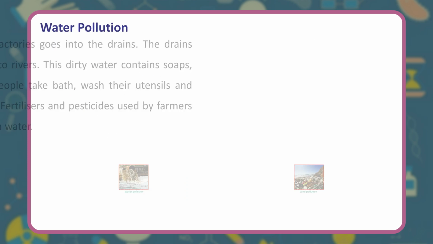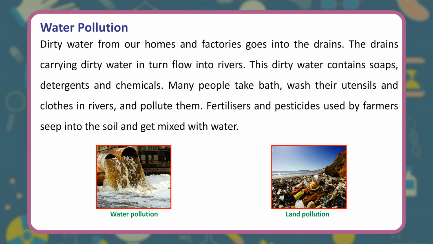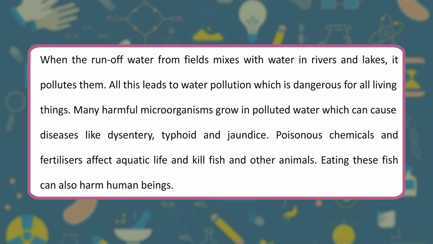Water pollution. Dirty water from our homes and factories goes into the drains. The drains carrying dirty water in turn flow into rivers. This dirty water contains soaps, detergents and chemicals. Many people take baths, and wash their utensils and clothes in rivers, and pollute them. Fertilizers and pesticides used by farmers seep into the soil and get mixed with water. When the runoff water from fields mixes with water in rivers and lakes, it pollutes them.